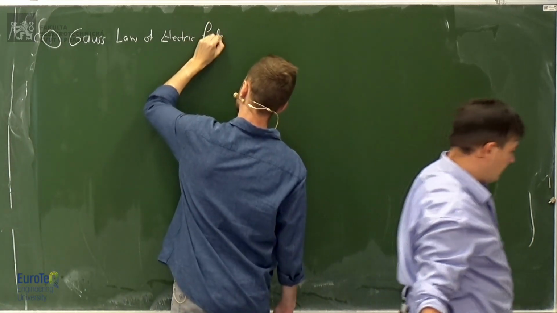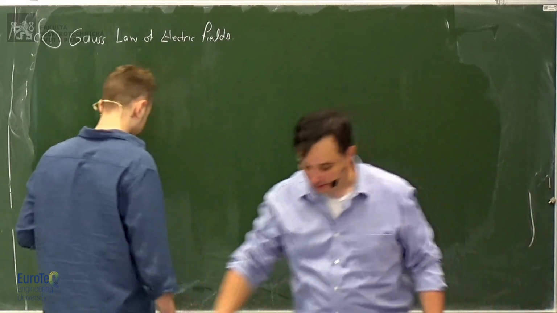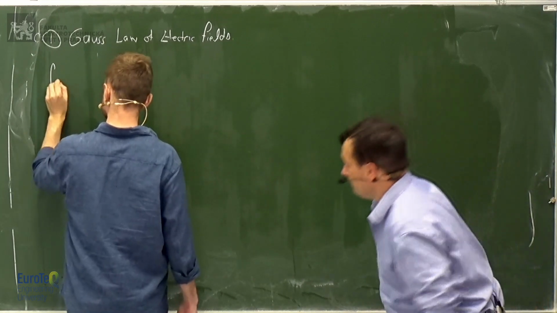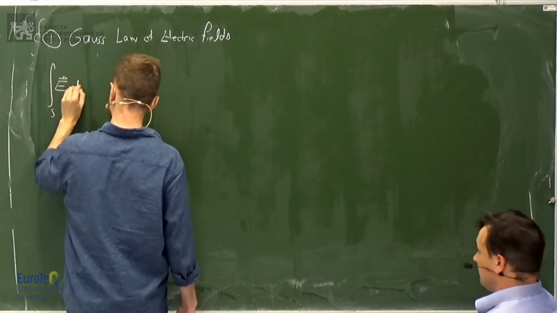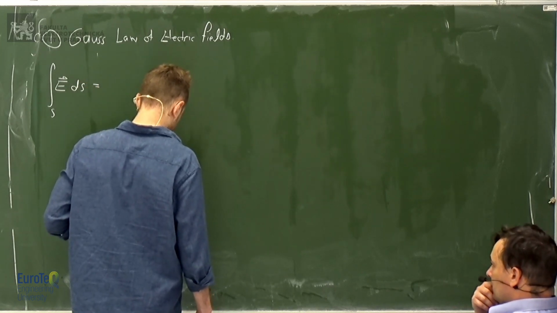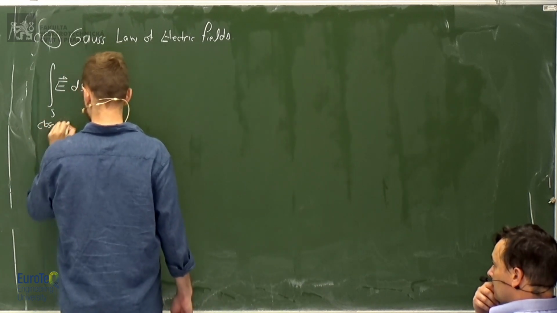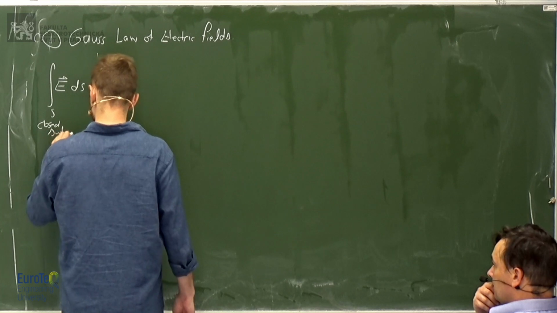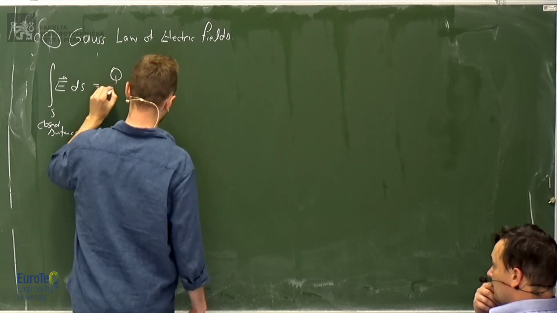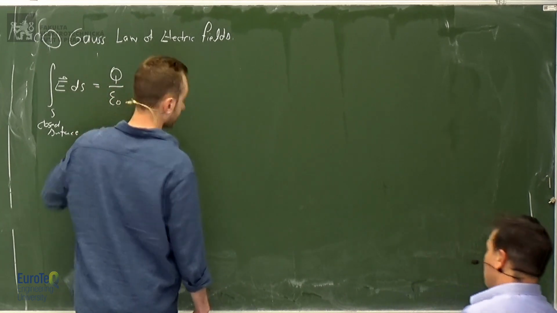Okay, so Gauss's law of electric fields states that the electric flux leaving a surface is... What type of surface? A closed surface. Is equal to the amount of charge in that surface divided by the electric permittivity inside that surface.